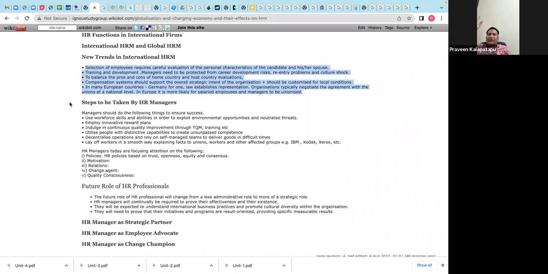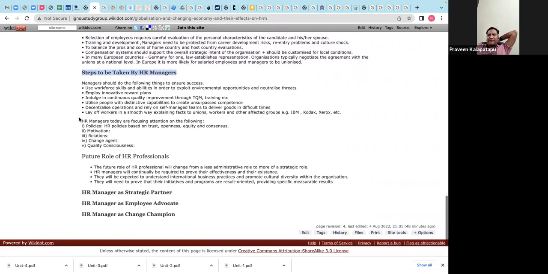Okay, in the European Union, there seems to be some law governing salaried employees and other matters. That is an example. Even in India, I think there are many laws which govern these policies. So these are some of the new trends as far as international HRM is concerned. So what are the typical steps that an HR manager should take?